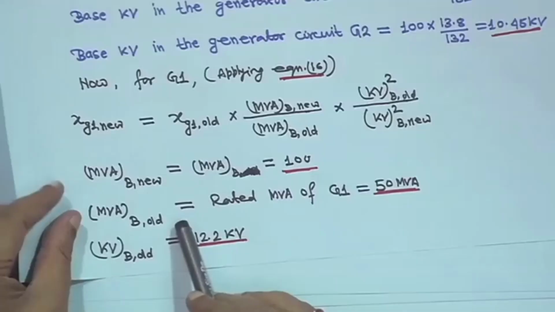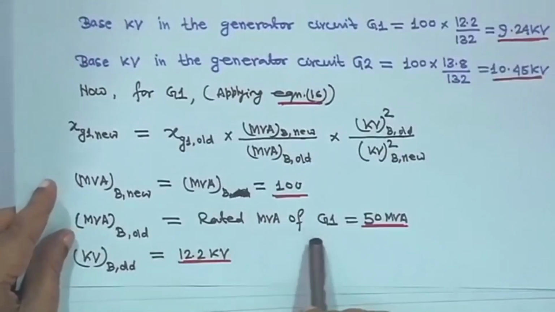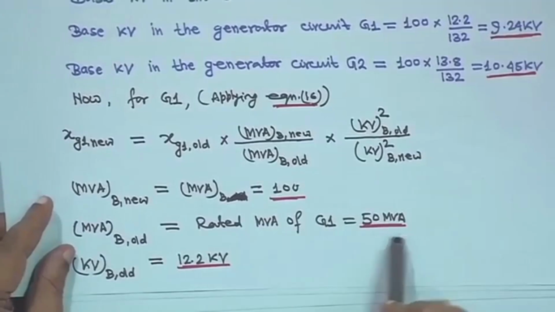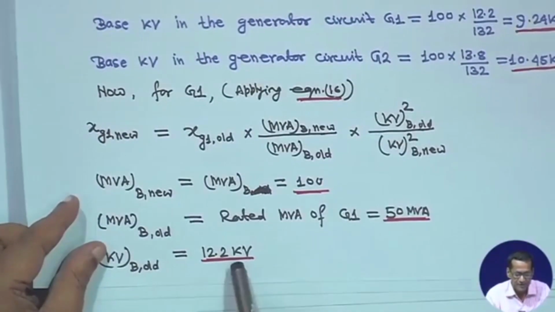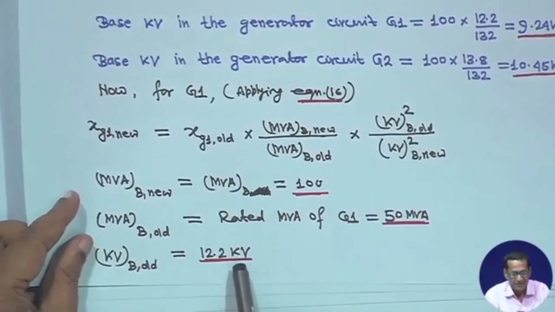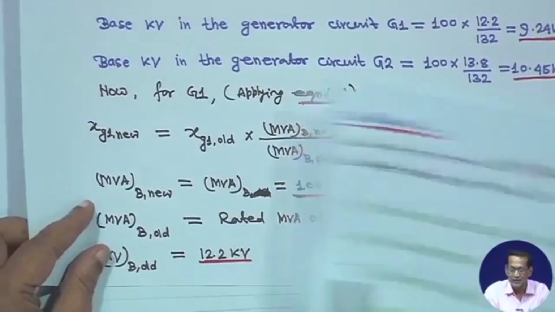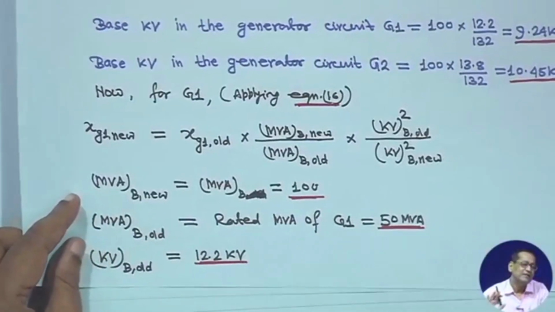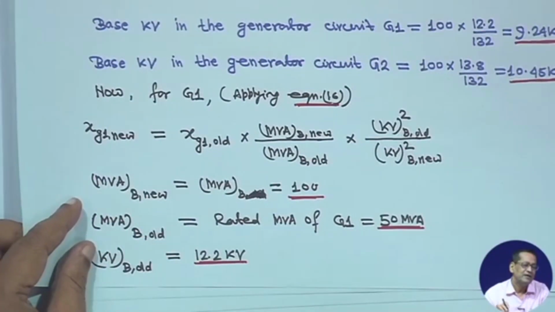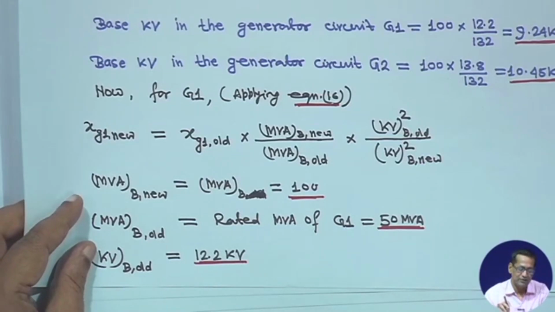So, there should not be any confusion, right. Therefore, I am writing MVA base old is equal to rated MVA of G1, which is given as 50 MVA, and kV base old is 12.2 kV. This is also the generator terminal voltage, which is given here as 12.2.